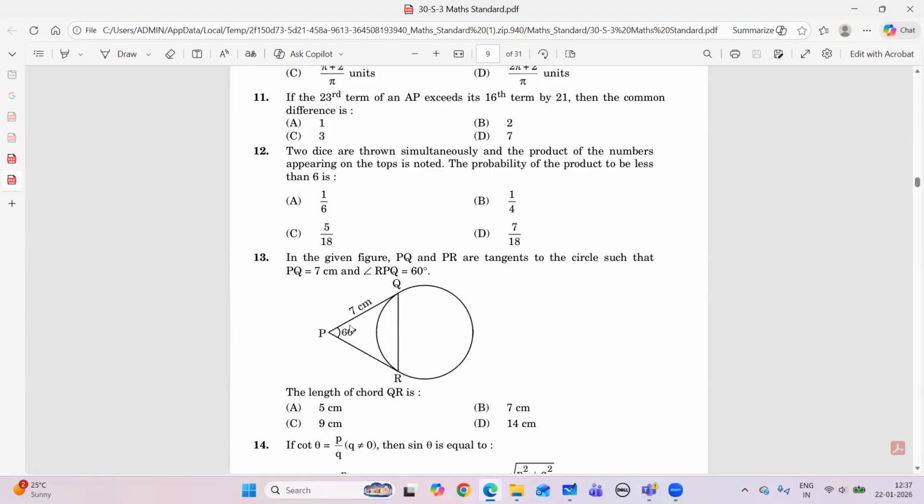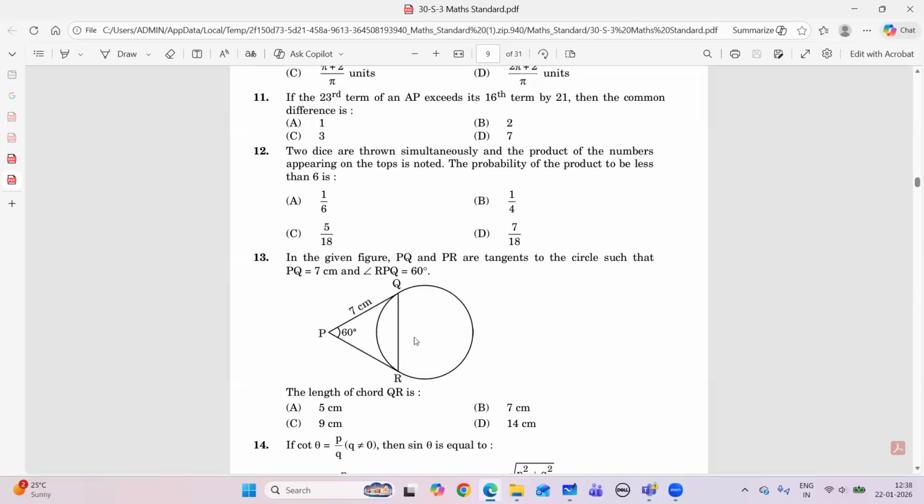Now, PQ and PR are tangents from the same point to the same circle. Therefore, their lengths will be the same. Therefore, PQ will be equal to PR. Therefore, these two sides are of equal length. Hence, they subtend equal angles at Q and R. Now, this angle P is 60 degrees. Therefore, angle Q plus angle R will be 180 minus 60 degrees, that is 120 degrees. Because angle Q equals angle R, it will be x.